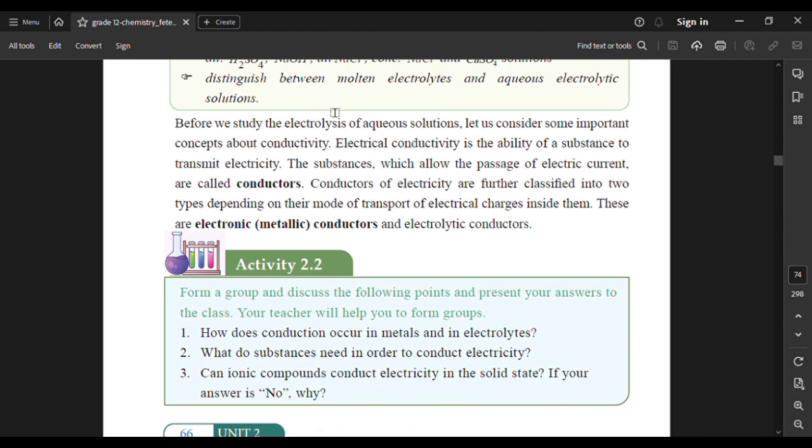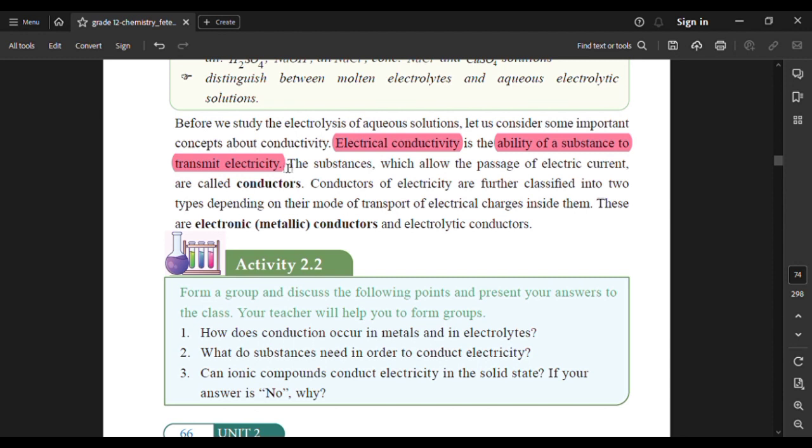First of all, before we study electrolysis of aqueous solutions, let us consider some important concepts about conductivity. Electrical conductivity is the ability of a substance to transmit electricity. Electrical conductivity jechuun dandeettii wanti tokko elektirikii of keessa dabarsuu danda'u maal jedhamee waamama? Electrical conductivity jedhamee waamama jechuudha. So the ability of a substance to transmit electricity is known as electrical conductivity.